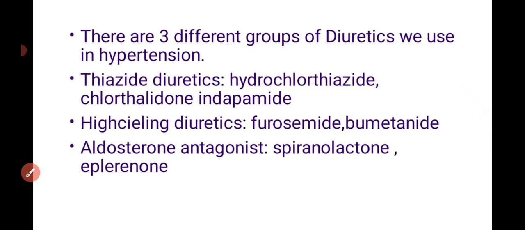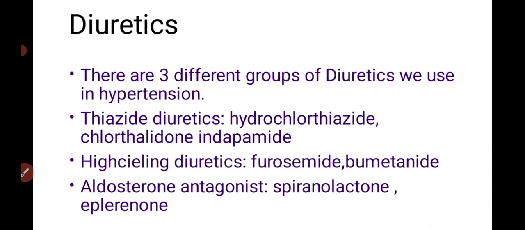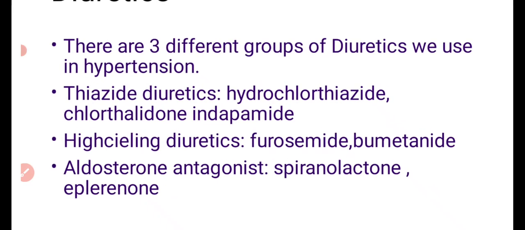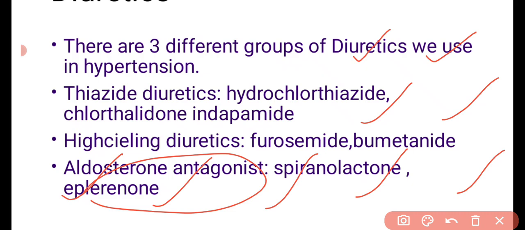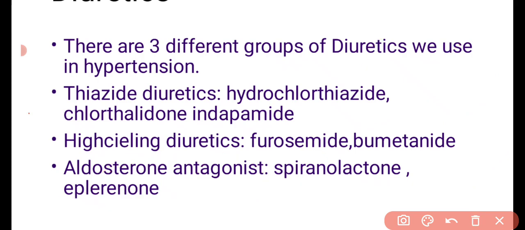So here the first category of antihypertensive drugs are the diuretics. There are three different groups of diuretics we can use for hypertension. What are those? Thiazide diuretics, high ceiling diuretics, and aldosterone antagonists. What are the examples for the thiazide diuretics? Hydrochlorothiazide, chlorthalidone, indapamide. These three are used as antihypertensives. In the high ceiling diuretics, we can use furosemide and bumetanide. In case of aldosterone antagonists, spironolactone and eplerenone we can use.